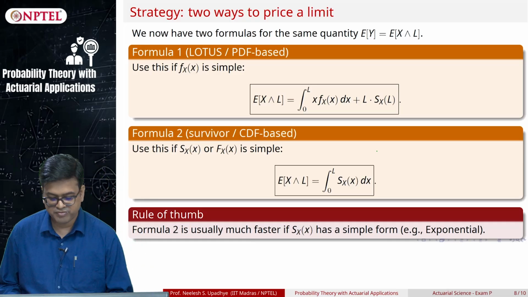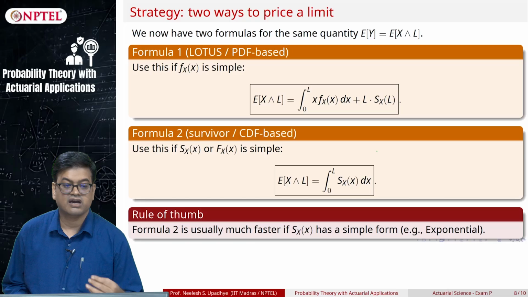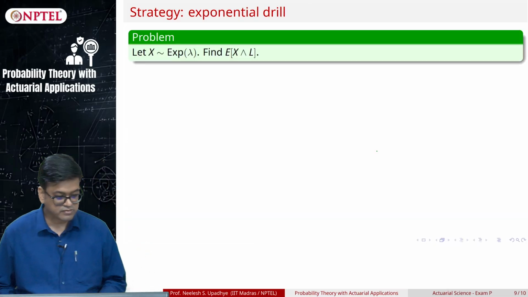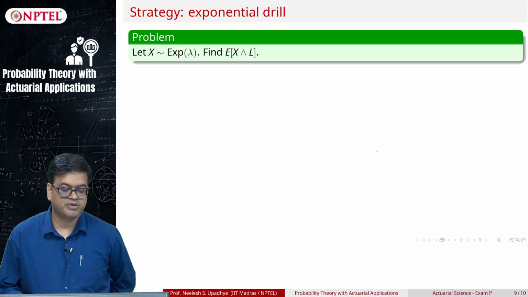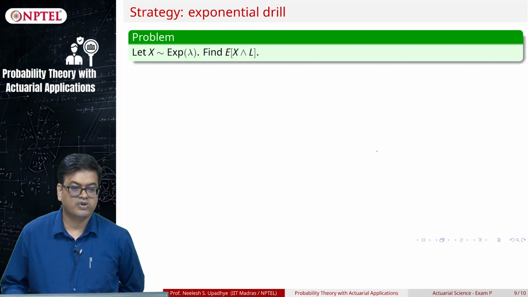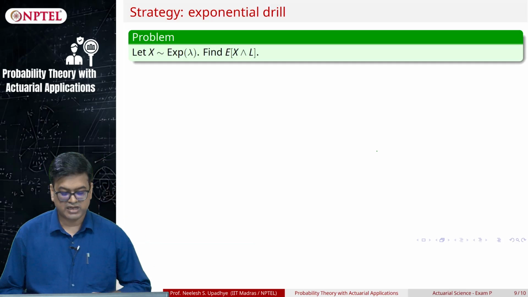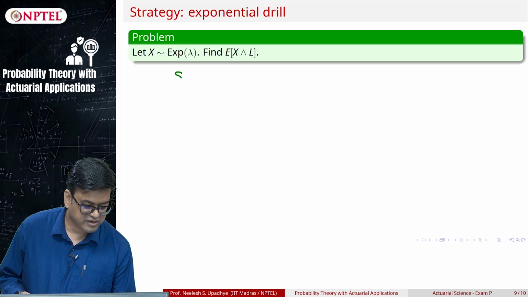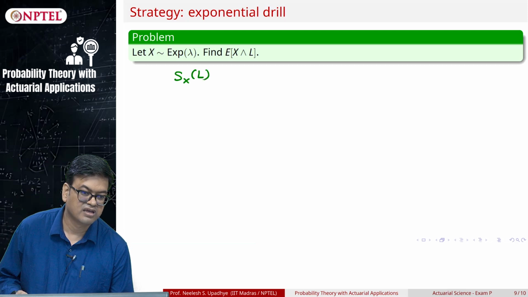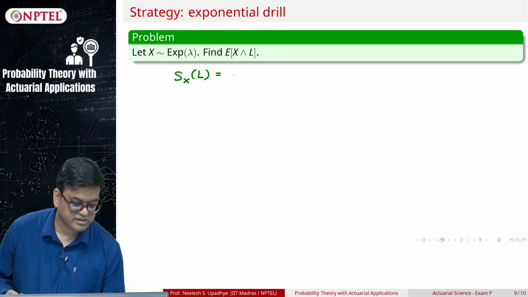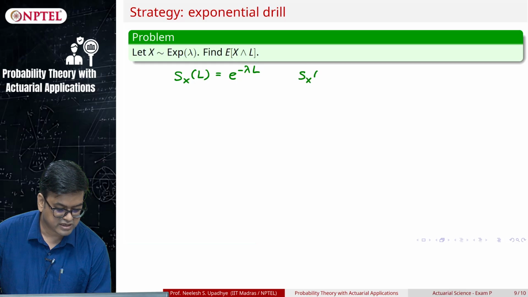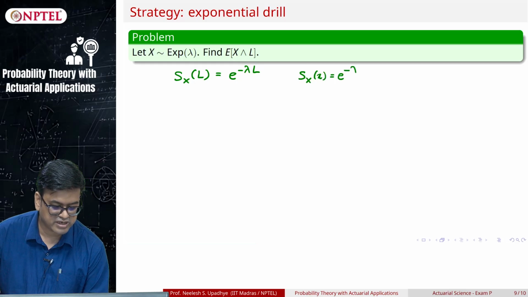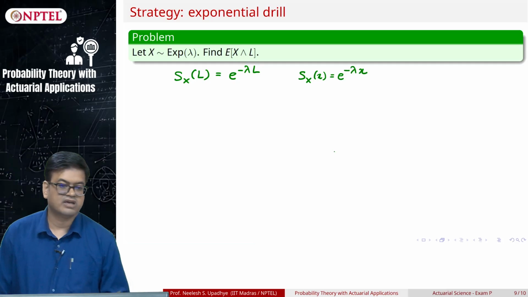Let us solve one problem for the exponential case and illustrate how this becomes handy. So, I have x following exponential lambda. I want to find the minimum of x and L. How will I find it? Simple, I said it is exponential, so it is easy. Do I know what Sx of L is? Yes, it is e raised to minus lambda L. It does not depend on L actually, it can be anything. Sx of x is e raised to minus lambda x, right. In particular, at L it becomes this.